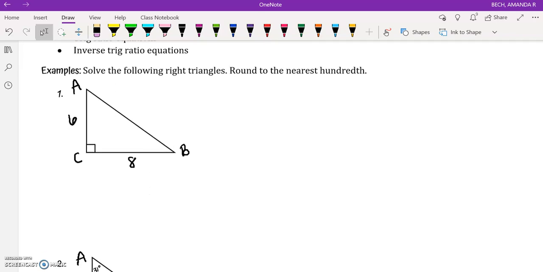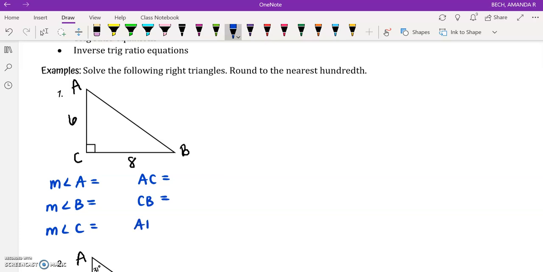So our first example here, we have 2 sides. If we're keeping track of what we know, there are 3 angle measures and then 3 side lengths. At this point, we know AC is 6, CB is 8, and we know that the measure of angle C is 90 degrees. So 2 angles and 1 side to find.